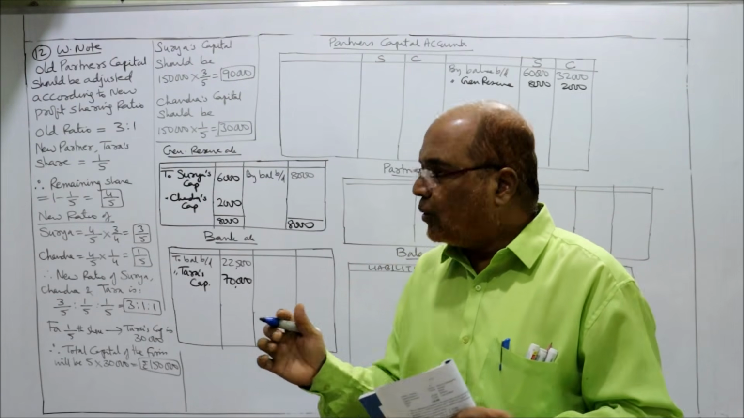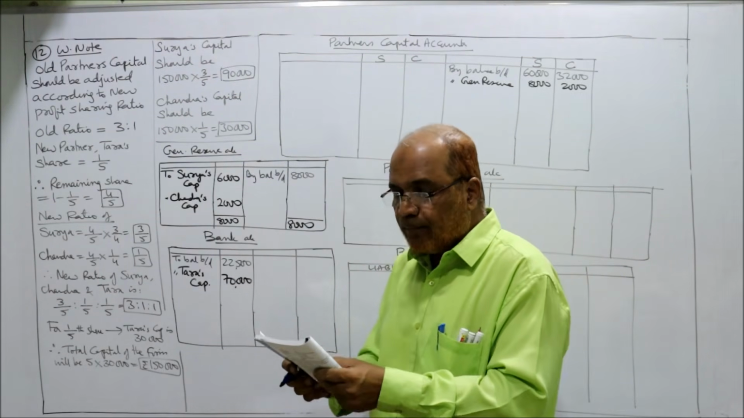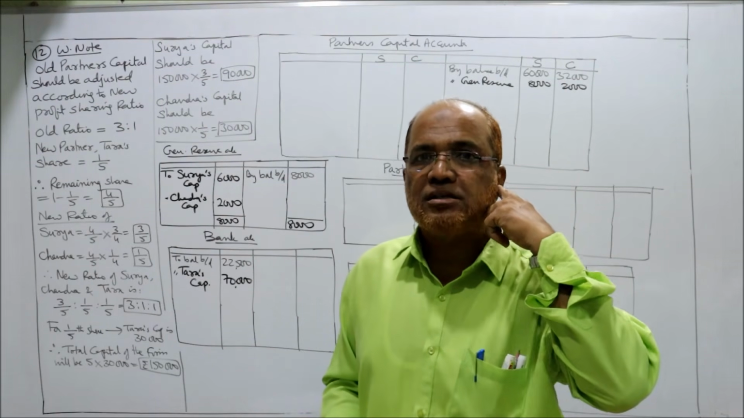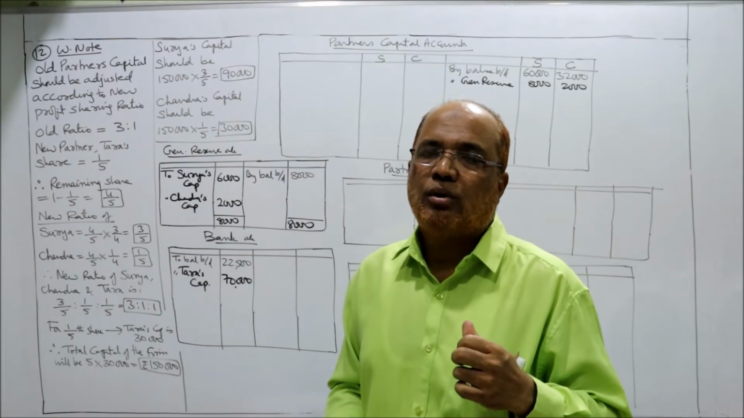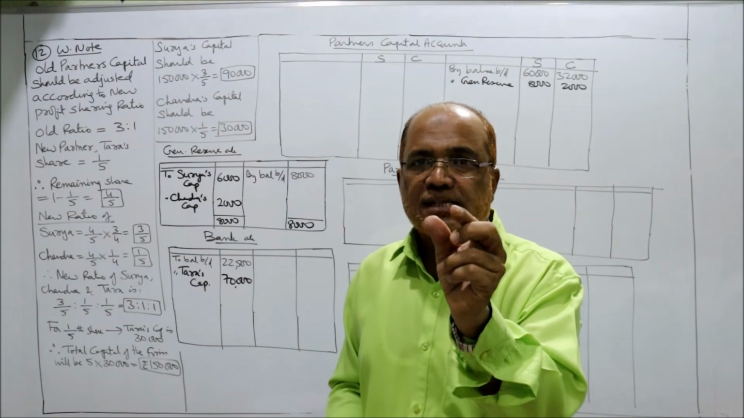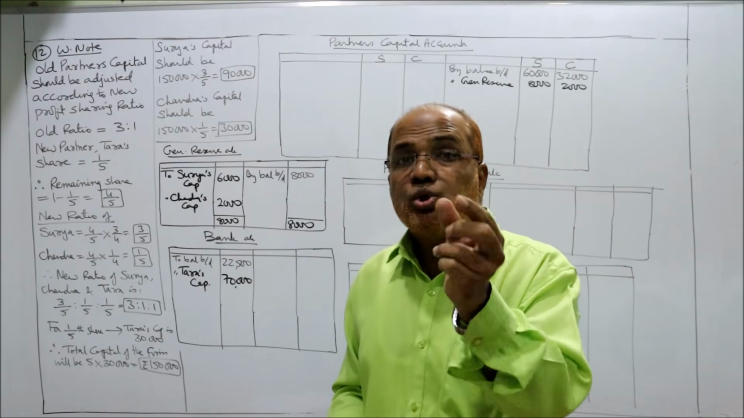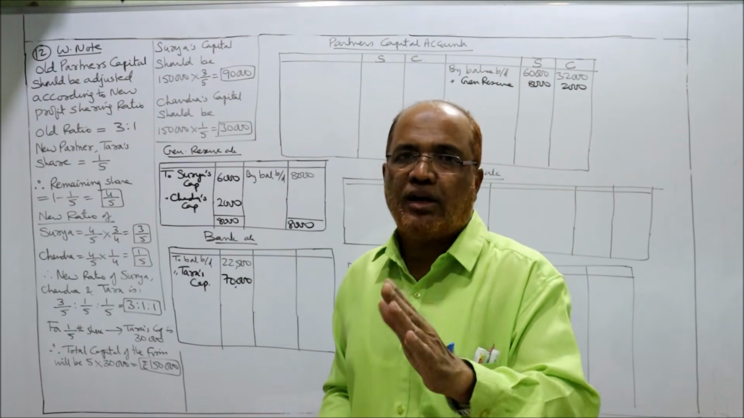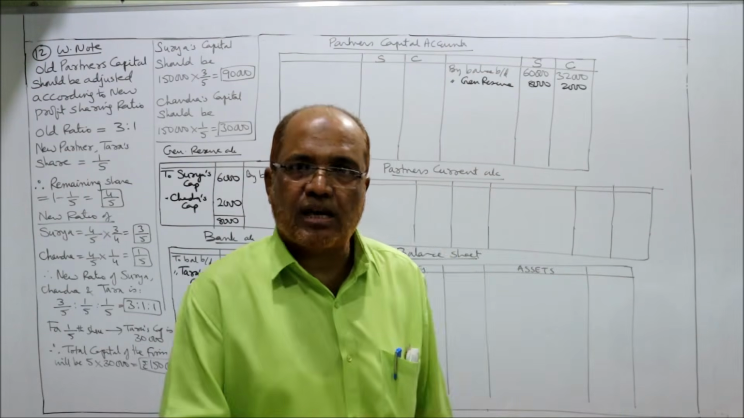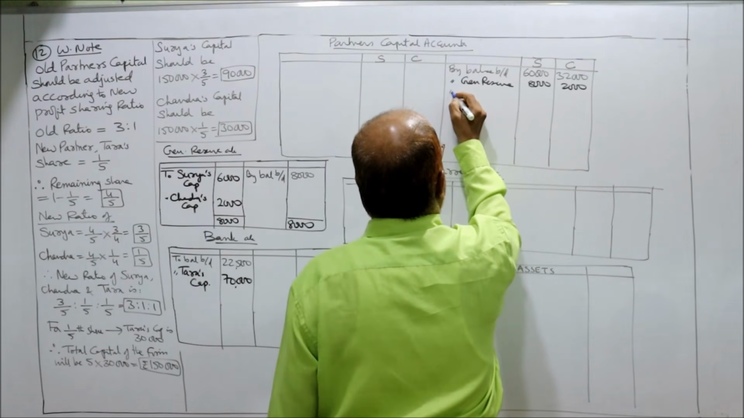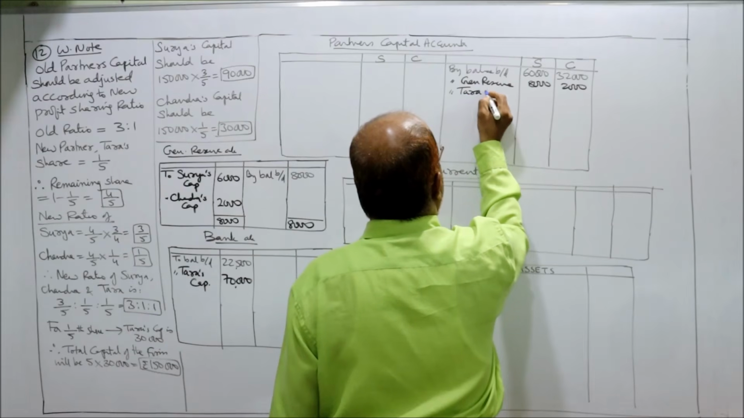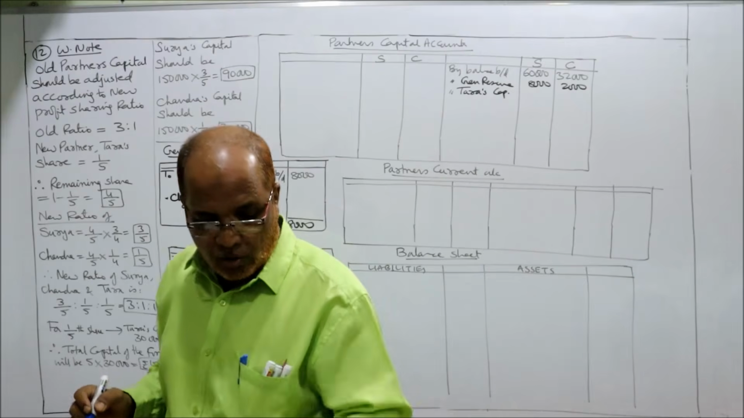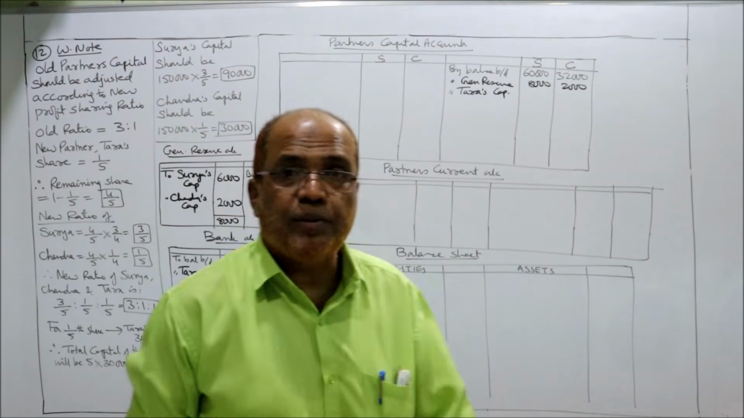Now, out of this 70,000, how much is the goodwill? 40,000. अब ये goodwill will be shared by old partners in old ratio. तो entry will be Tara's capital account debtor to Surya's capital to Chandra's capital. तो दोनों को क्रेडिट करेंगे by Tara's capital. 40,000 rupees is the goodwill.